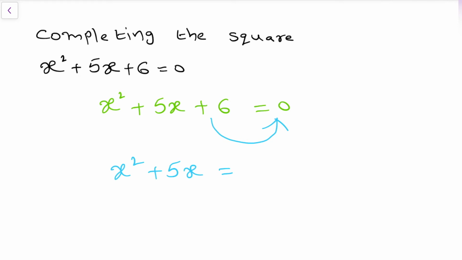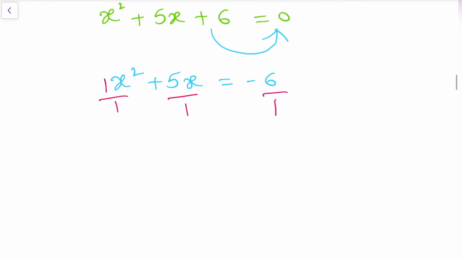If we take it to the right side, then it becomes −6. Next, the second step is that every term of the equation we need to divide by the x² coefficient. Here before x² nothing is there, so it means 1. Now every term we need to divide by 1. Of course, if we divide by 1, nothing will change. Just so you know the process, I am dividing like that. Now 1x² by 1 is x² only again. 5x by 1 is 5x only, which equals −6.